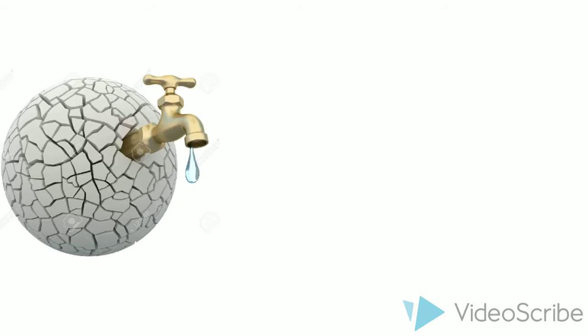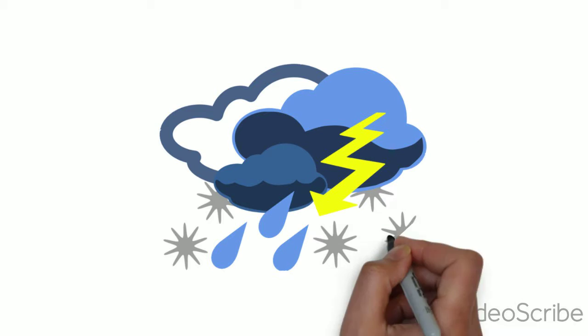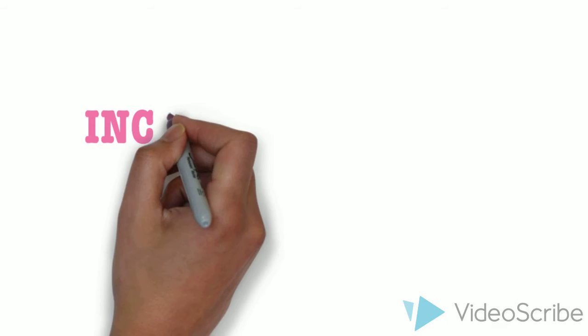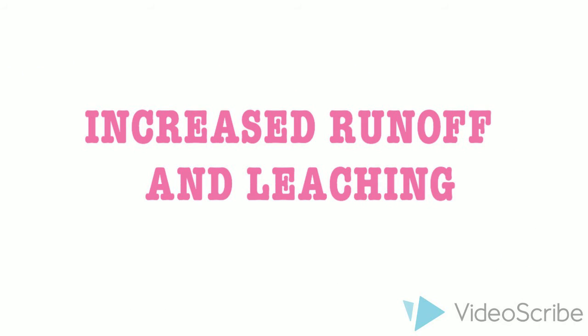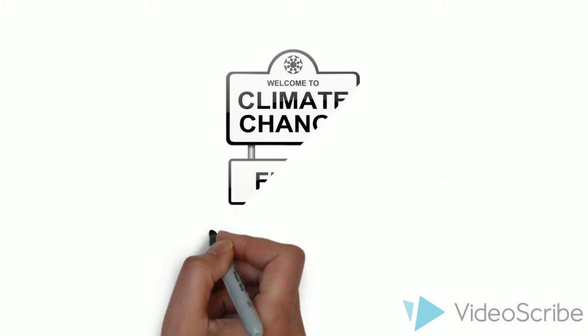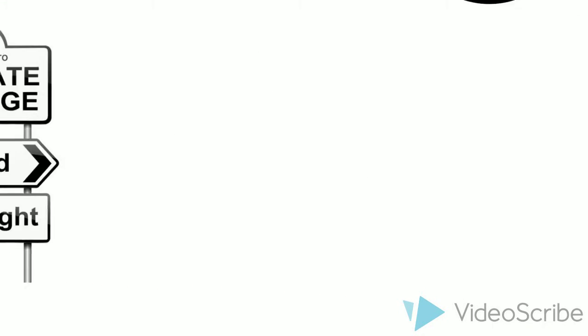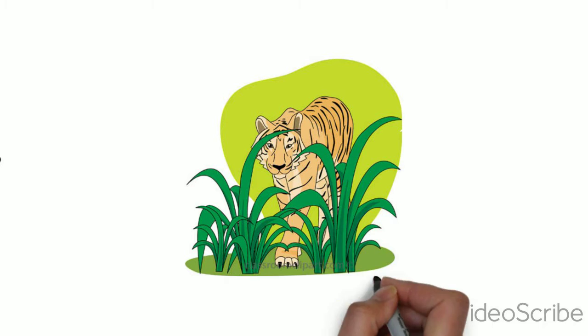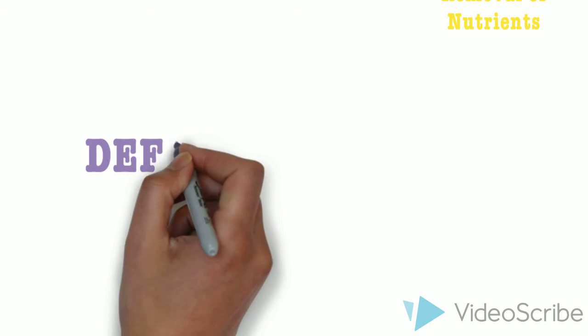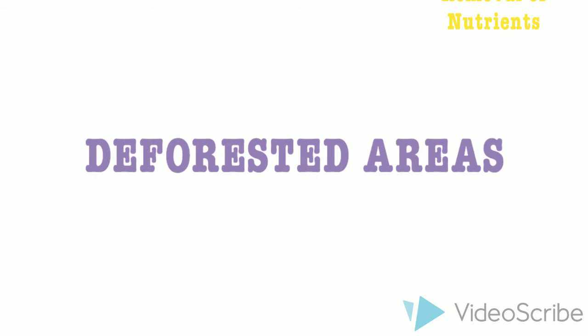The land becomes drier and less stable. When it rains, instead of the water being soaked up, there is an increase of runoff and leaching. Areas can become more prone to both droughts and flooding, impacting plants and animals, and also humans living near deforested areas.